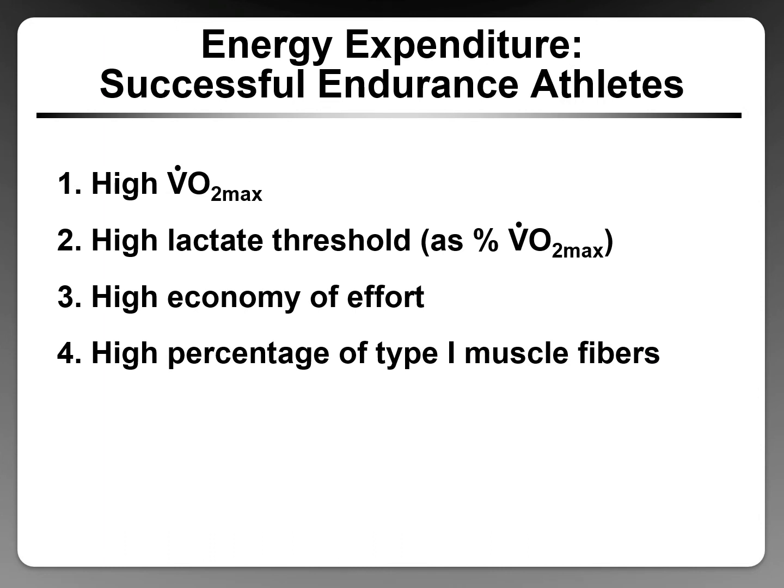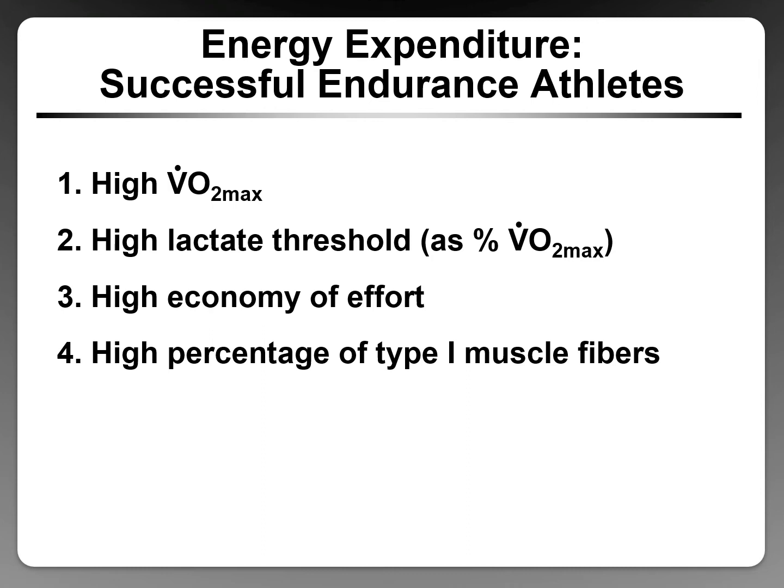So, all of that is to say, if we were to build the perfect successful endurance athlete, this individual would have a very high VO2 max, they would have a high lactate threshold, expressed as a percentage of their VO2 max, they would have a high economy of effort, they would be super efficient at whatever they were doing, and they would have a high percentage of type 1 muscle fibers. You remember these are the ones with lots of mitochondria and are able to produce a lot of ATP for us.